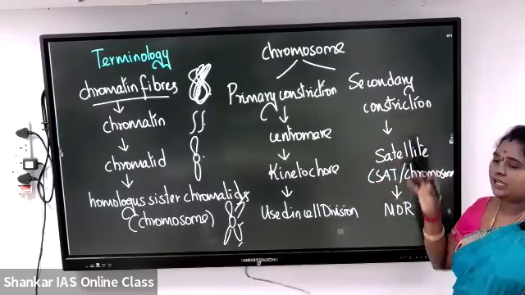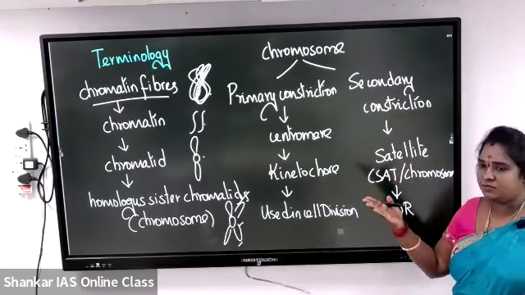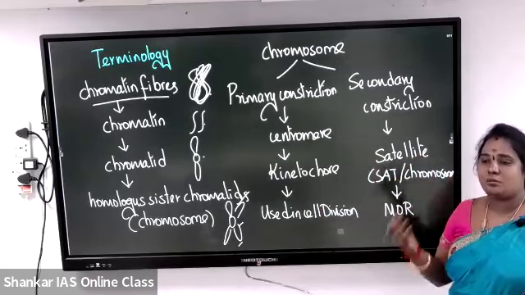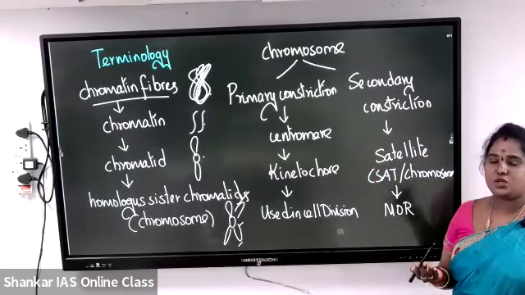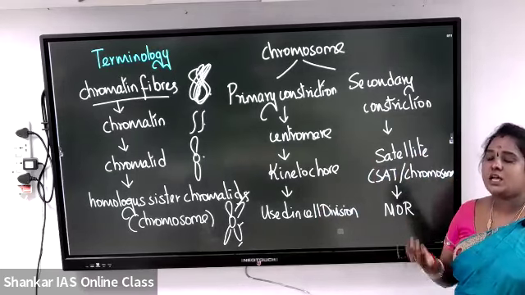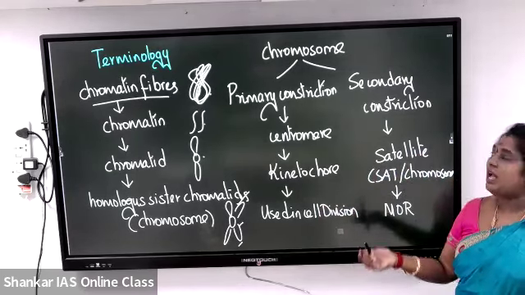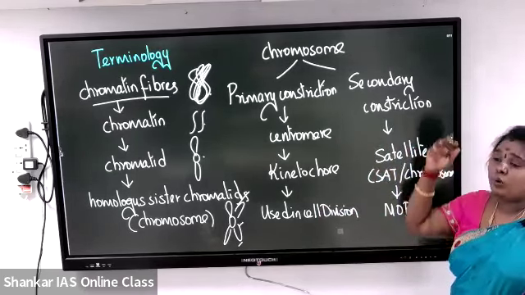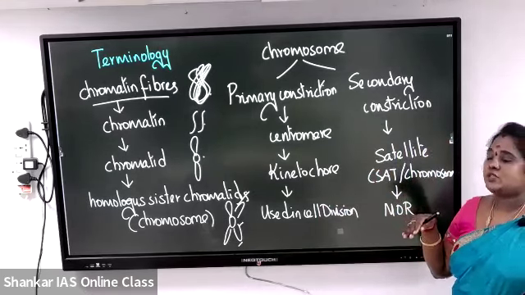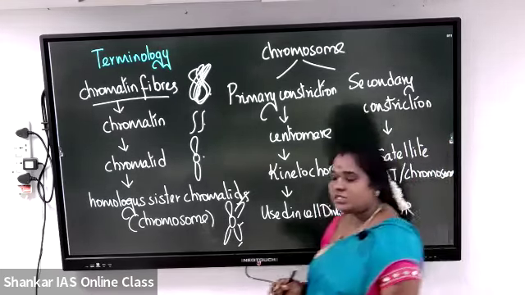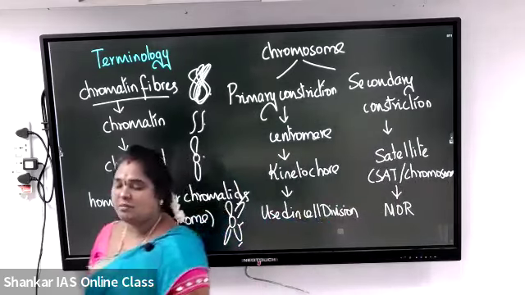As I summarize the entire concept regarding the chromatin fibers, chromatin is present, chromatid, followed by an X-shaped structure called homologous sister chromatids. We basically call them a chromosome. And then we had a clear idea about what a chromosome contains. So by this, I summarize the entire concept and make sure that you understand it better.